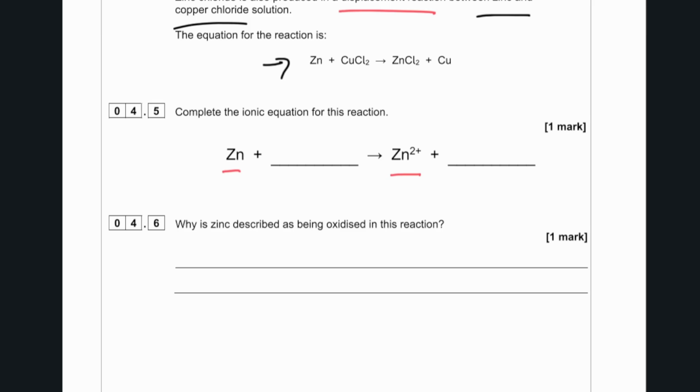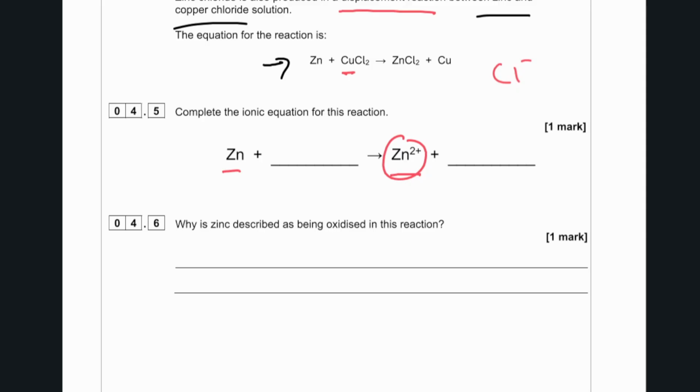So what's the other ion going on here? Well, it's a displacement reaction. So what's being displaced is this copper. So you can see over here, we've got zinc 2+, and this is ionically bonded to the chlorine ions to make zinc chloride. Okay, and we know that chlorine, or we should know chlorine makes 1- ions. Okay, I'm going to write that over here, 1- ions.